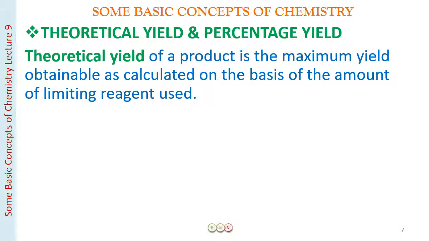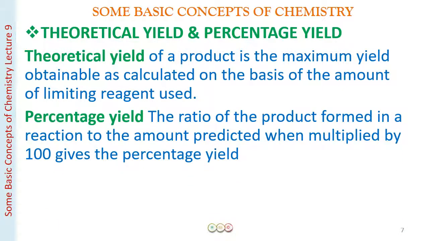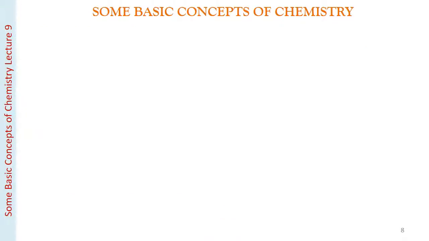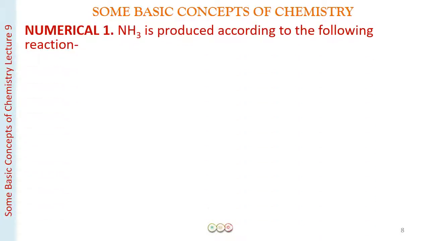There are so many other reasons which can be, but you just have to understand that the yield can be less, right? And then if the actual yield is less, then we use a term percentage yield, where the ratio of the product formed in the reaction to the amount predicted when multiplied by 100 gives the percentage yield. So percentage yield is actual yield divided by the theoretical yield into 100. So let us see one or two numericals on this topic also to clear your concepts.